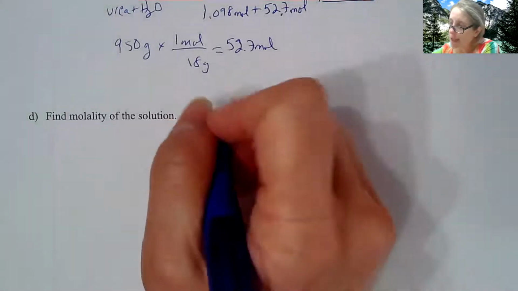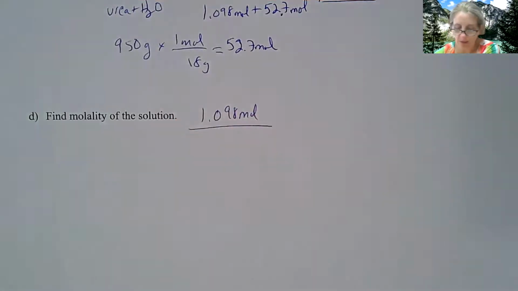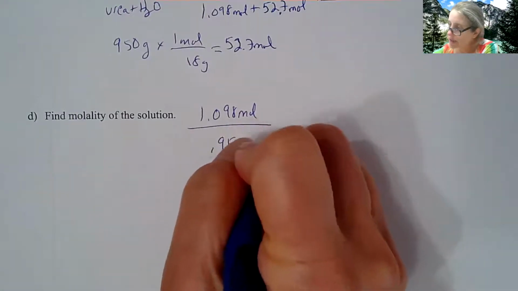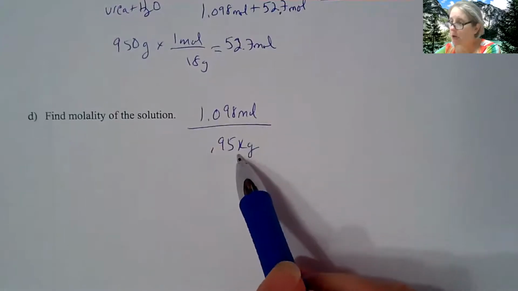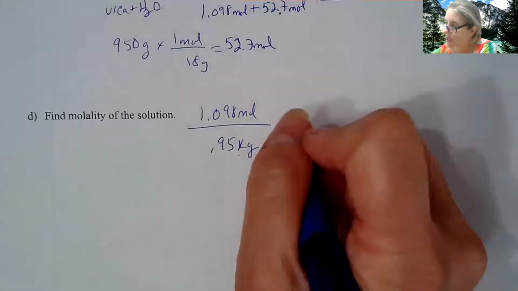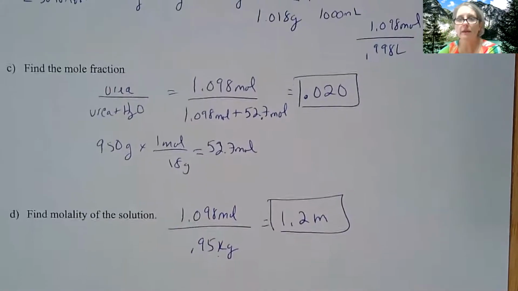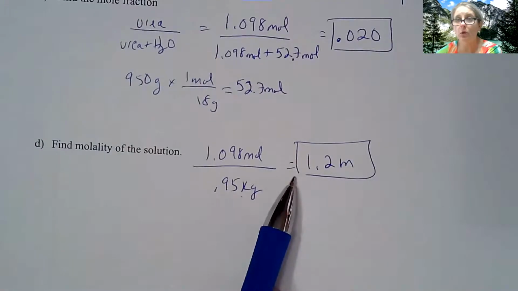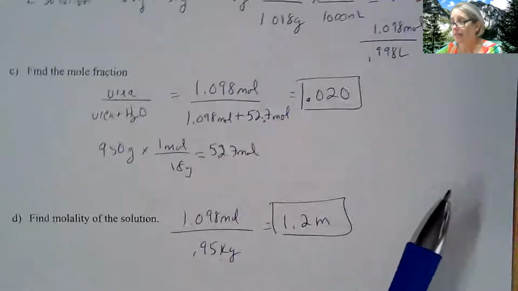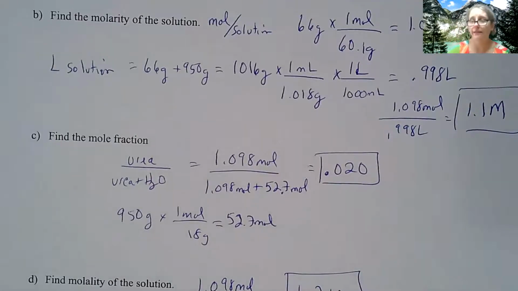And finally, molality. I've done all of the hard work now. I have my moles of urea. And this one is actually the easier of the two, molality compared to molarity, because I know how much water I have in there. So this turns out to be 1.2 little m. So recognize that the molarity is 1.1 and the molality is 1.2. Like I said, typically molarity is a little bit smaller than molality.